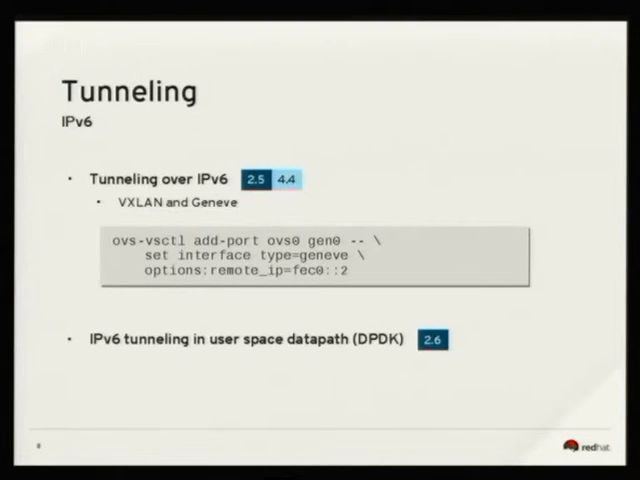Or the second option, again, the same as with IPv4. This is even simpler, actually. You may not specify the source and destination address using OpenFlow rules. You can just make it fixed by creating the interface. So you just specify the IPv6 address. You're done. Nothing more. So this is really simple.